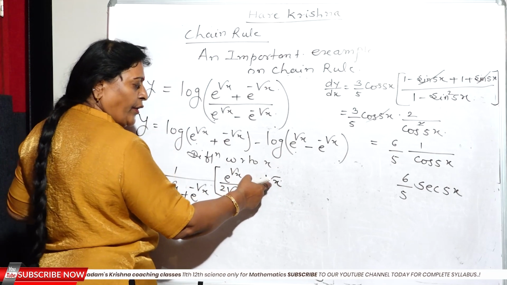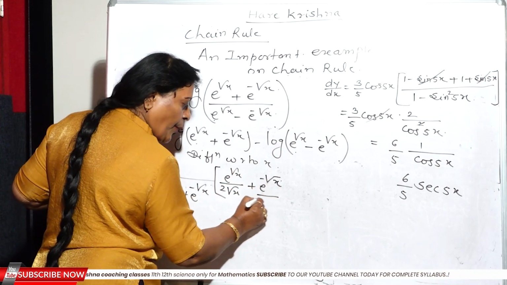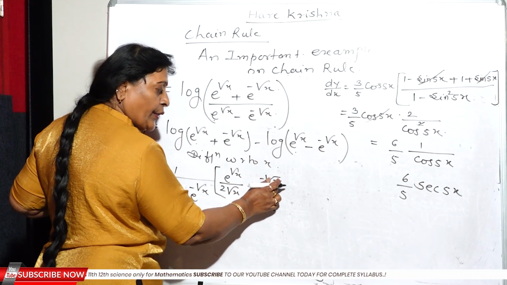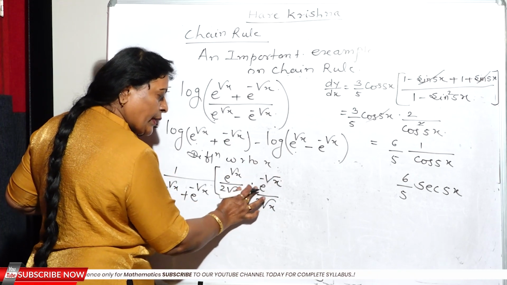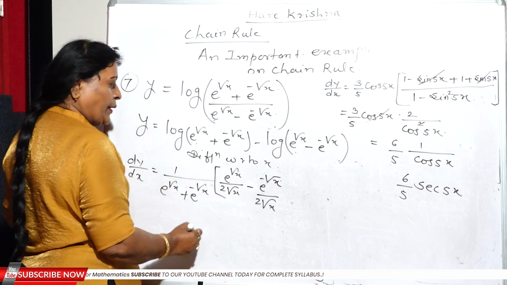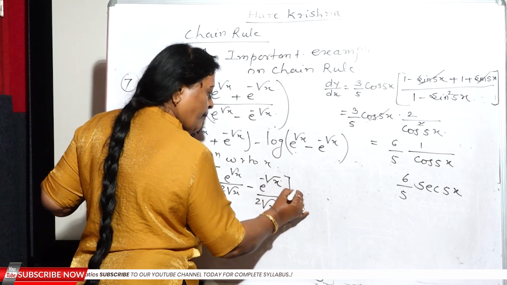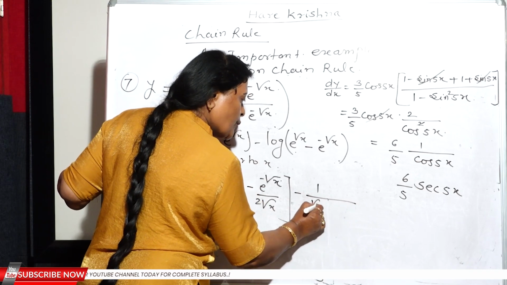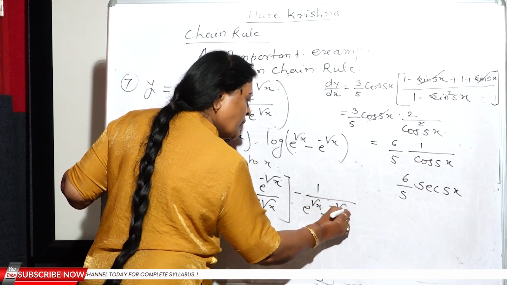Again the derivative of root x is 1 upon 2 root x, and with the minus sign, minus root x derivative is minus 1 upon 2 root x. Therefore here you have to give the minus sign, right? Now see, minus log u derivative is 1 by u, 1 upon e raised to root x minus e raised to minus root x.